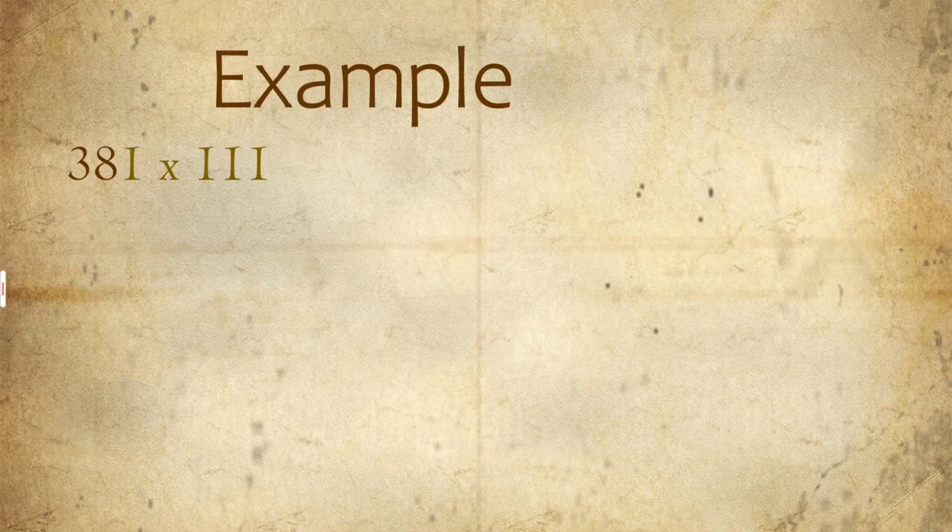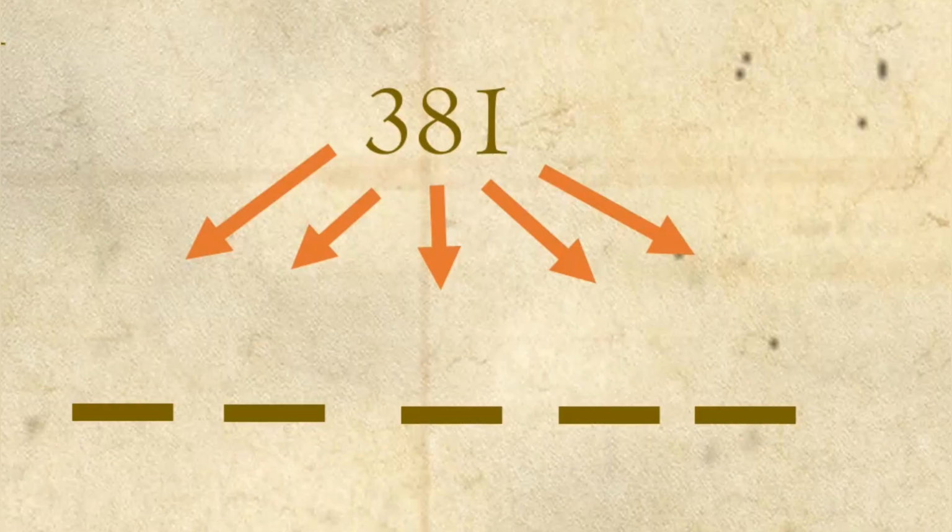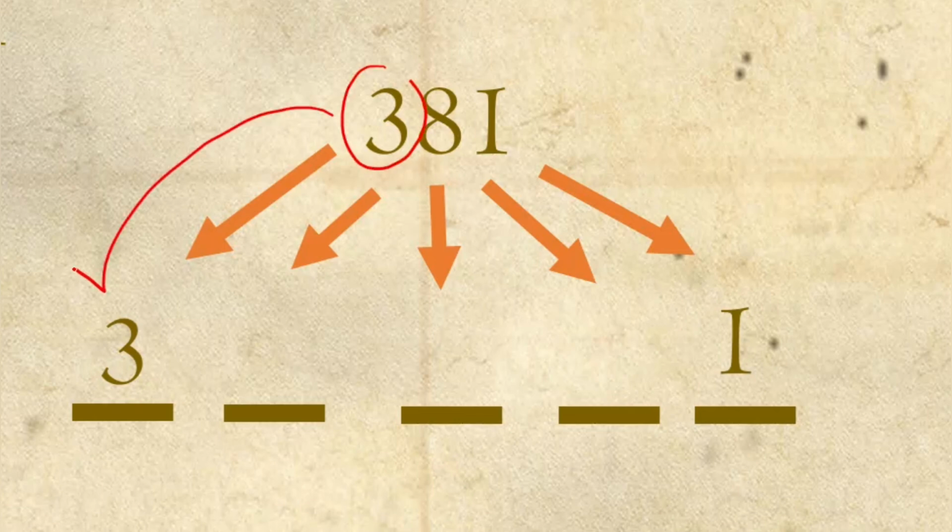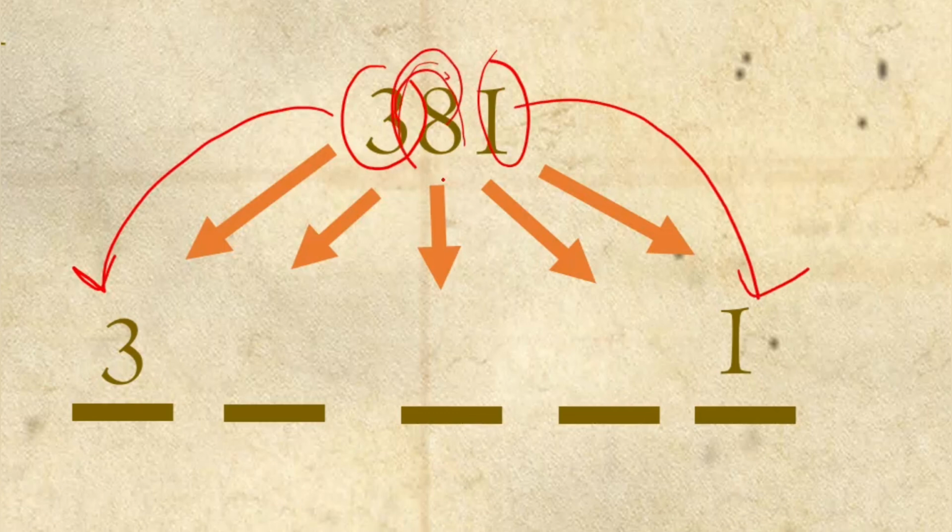We have a 3-digit number this time, 381 into 111. Now, for a 3-digit number, the rule varies slightly. You're going to have 5 places this time instead of 4 places, right? In the first place, you're going to obviously place the number as it is, 3, and in the ones place, you're going to be placing the number 1 as it is, right? So this 3 comes over here, and this 1 comes over here as it is.